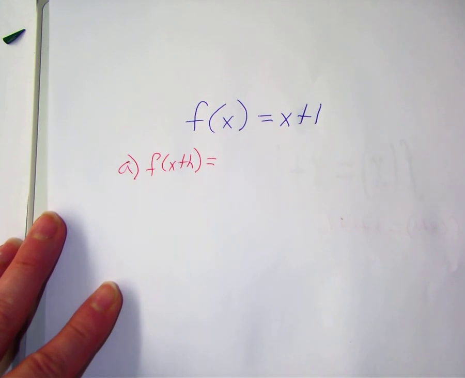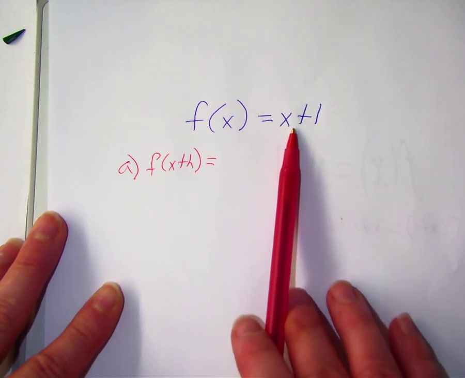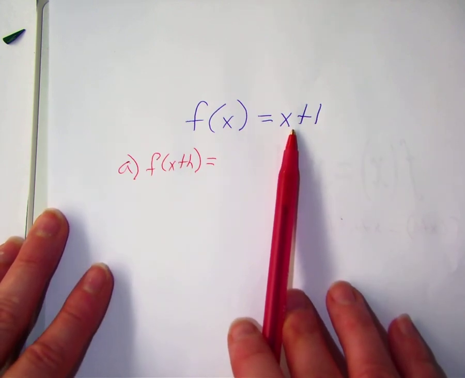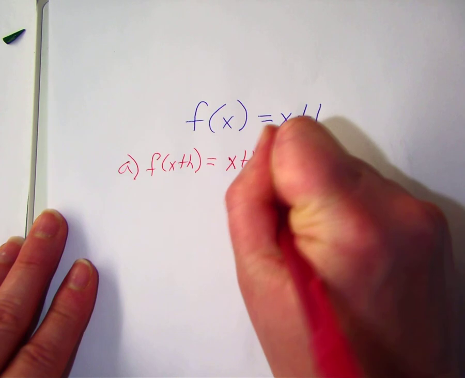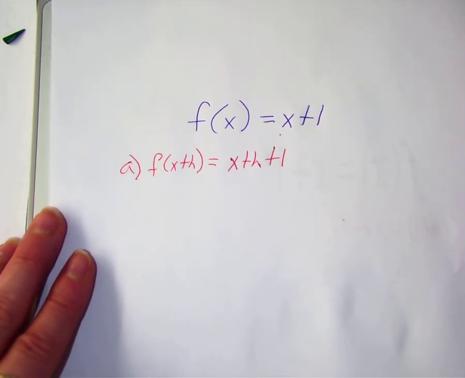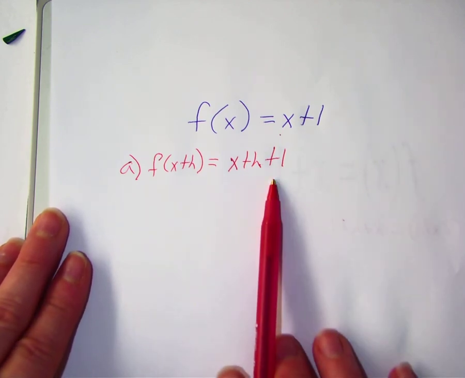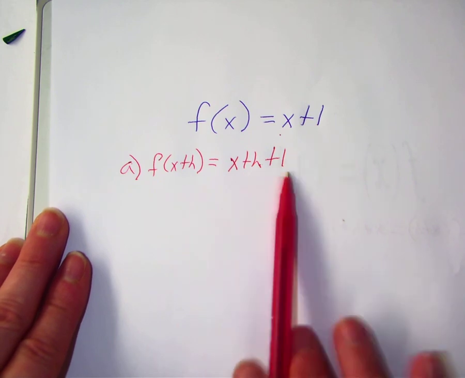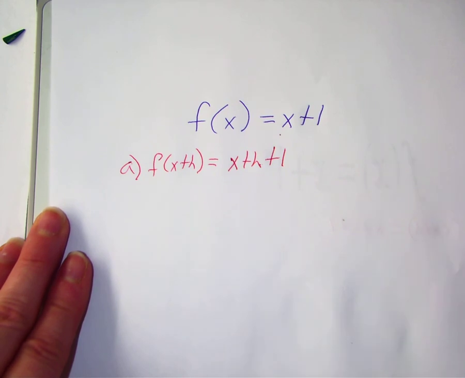So to find f of x plus h, I'm going to take the algebraic expression for f of x, and I'm going to substitute x plus h in where x is. So instead of x, I'm going to write x plus h, and then bring down this 1 that's included with the function. And again, as I've said, this is a simple problem. There's no multiplying to do. There's no like terms to combine. Right here, we've got the expression already in simplest form. So I'm ready to move on to step B.